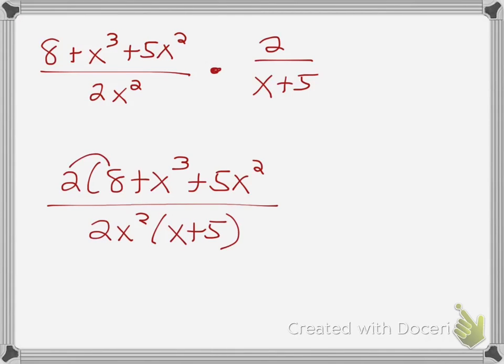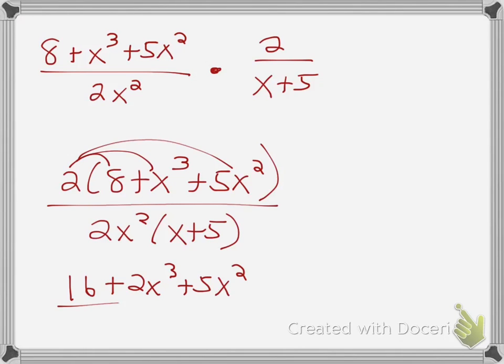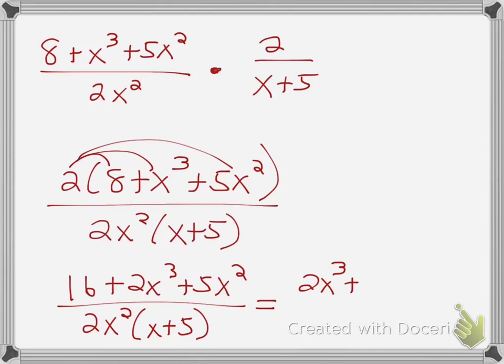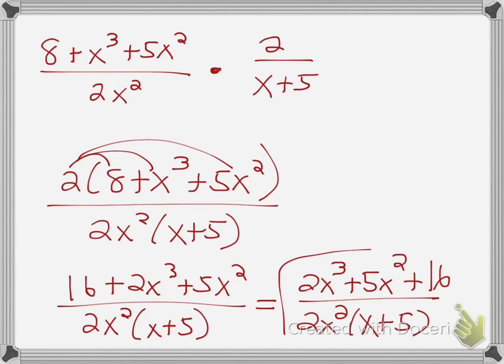The last thing that you could actually do if you wanted to, you can go ahead and distribute through 16 plus 2x cubed plus 5x squared. Don't multiply out the denominator, just leave it. Keep it as 2x squared and then parentheses x plus 5. If you want to reorder, you can reorder the numerator.